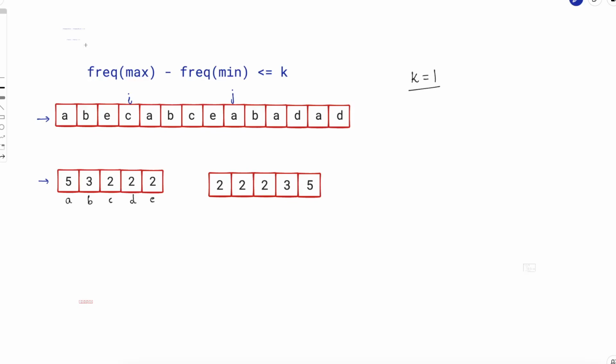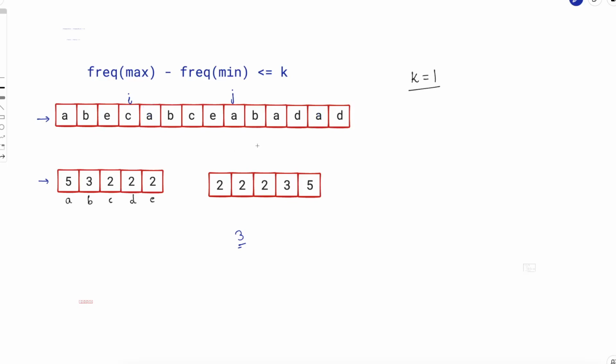So now we need to make sure the difference between the smallest and the largest is less than or equal to K, right? And for this problem, let's assume K is 1. So what is the current difference? The current difference is 5 minus 2, which is 3. We need to reduce this 3 to 1. And what are the operations we have? The operation is we can delete any character from here, right? That's the operation you have.